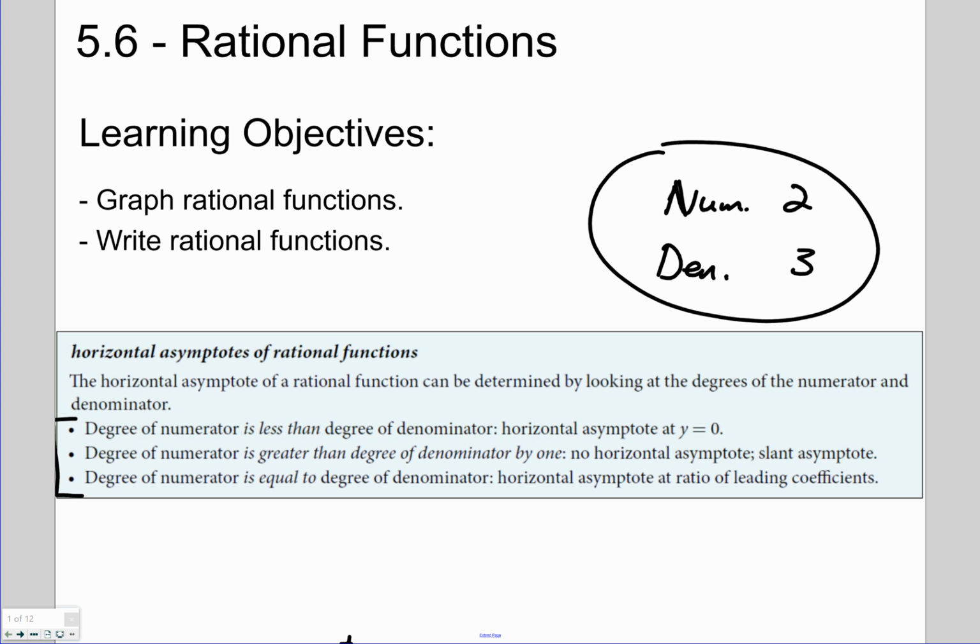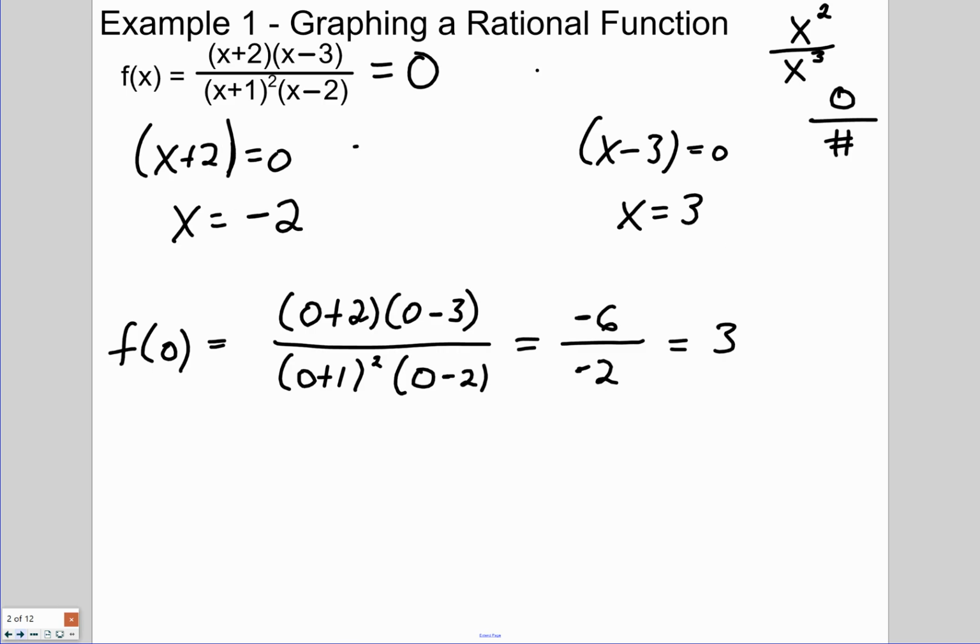If you look at what happens when the degree of the numerator is greater by 1, you have no horizontal asymptote. We have what we call a slant asymptote, which we'll be talking about later this week. And finally, when they're the same, which will happen today, Heidi, you take a ratio of the leading coefficients. The leading coefficients are the numbers in front. What are the numbers in the front here? 1. If there's no number, it's 1. Well, you'll see later on. There will be numbers.